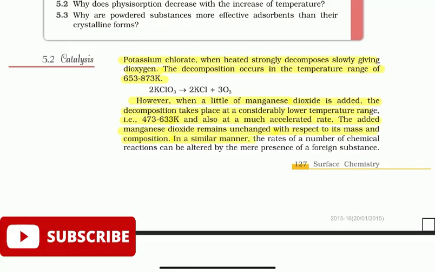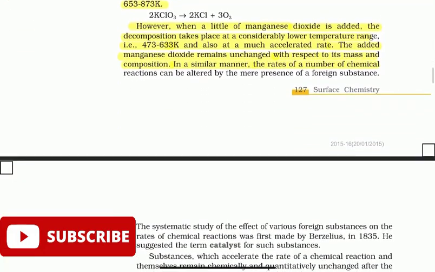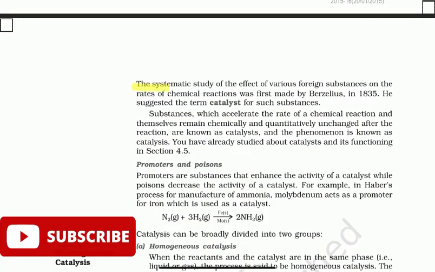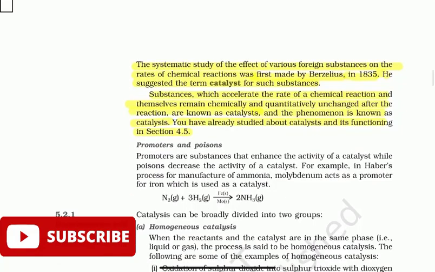In a similar manner, the rates of a number of chemical reactions can be altered by the mere presence of a foreign substance. The systematic study of the effect of various foreign substances on the rate of chemical reactions was first made by Berzelius in 1835. He suggested the term catalyst for such substances. Substances which accelerate the rate of chemical reaction and themselves remain chemically and quantitatively unchanged after the reaction are known as catalysts, and the phenomenon is known as catalysis. You have already studied about catalysts and its function in section 4.5.